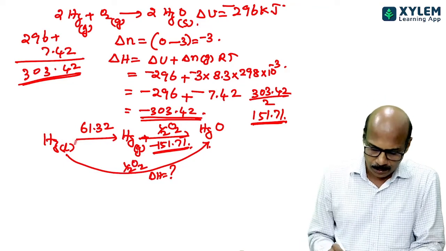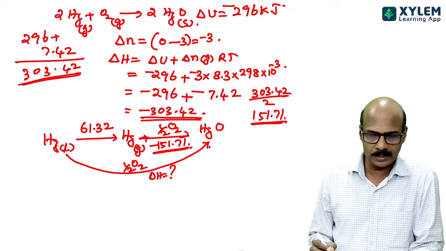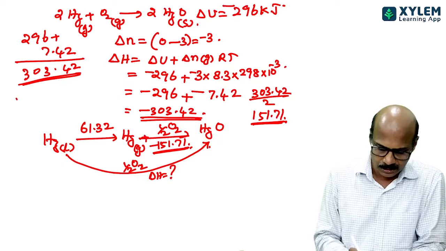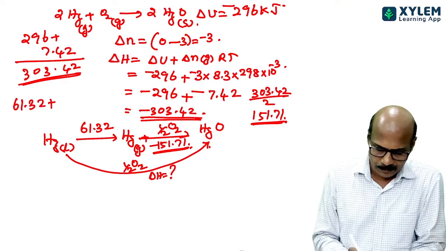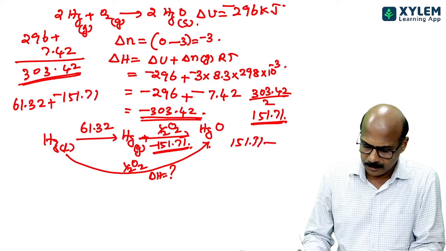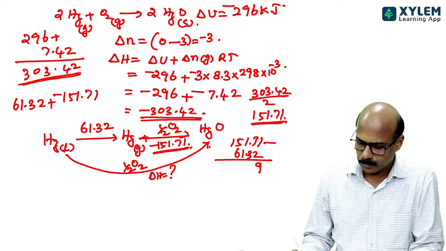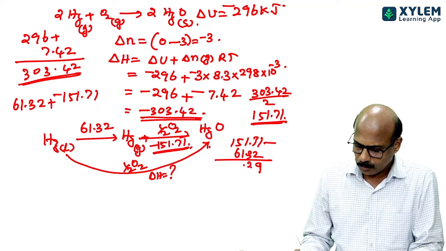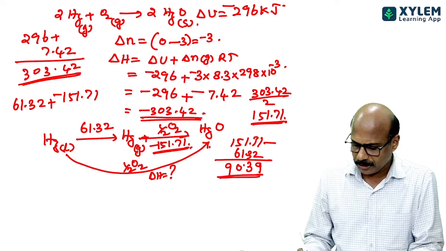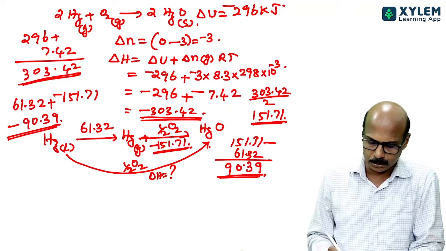Clear? You want to find out mercury liquid converted into mercuric oxide solid. So in order to determine this value, you can add these two values. Adding the two, that is 61.32 plus minus 151.71. The bigger one is 151.71, so 151.71 minus 61.32. On subtracting, you can see 9 plus 2, 11, 4, and that will be 3 here, and here it will be 0, 90.39. Minus 90.39 is the enthalpy change during the process.